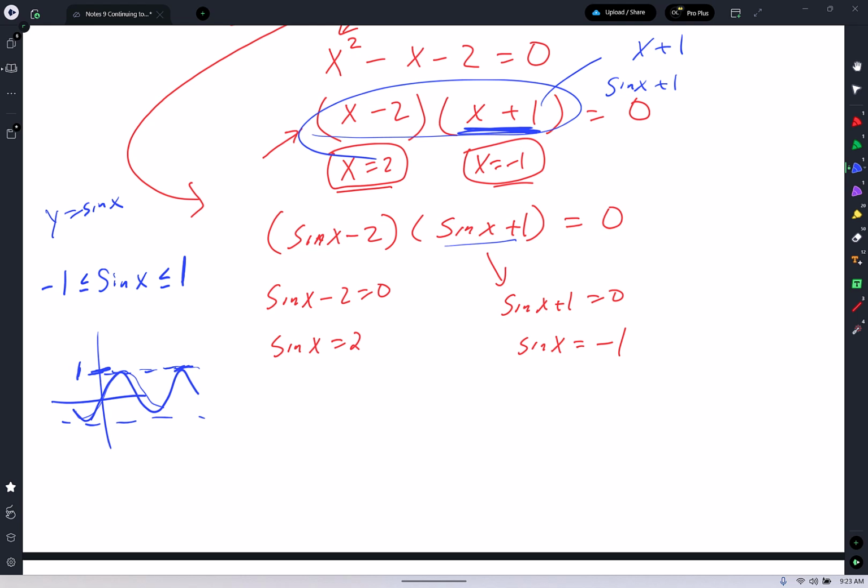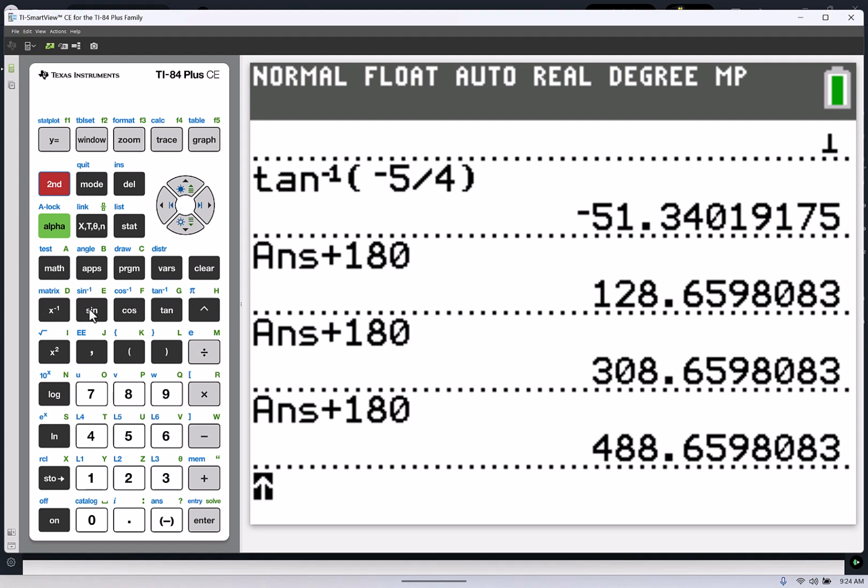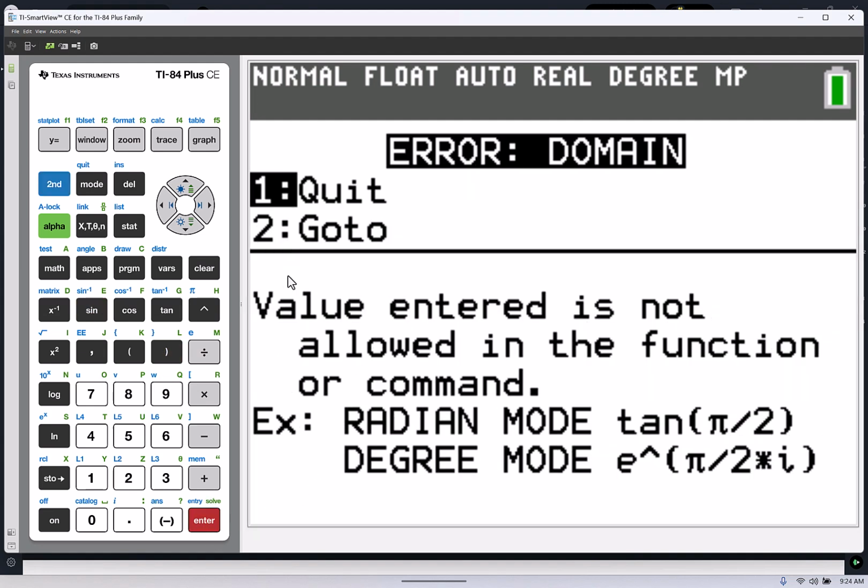See, you just got to think a little bit, guys. Try really hard not to go through the motions in this class, because that will get you eventually. So that means sine x equals 2 will never happen. If you try to go arc sine of 2 on your calculator, it will tell you error. Don't believe me? Look. Let's try it. Second arc sine of 2. Error. You can't do it.